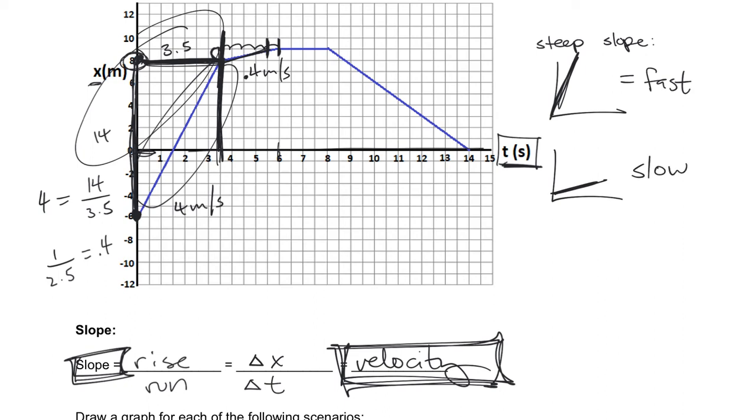Now if we look at this section right here where it's completely flat, that means it's staying on 9 the whole time. So a flat slope means that it is stopped.